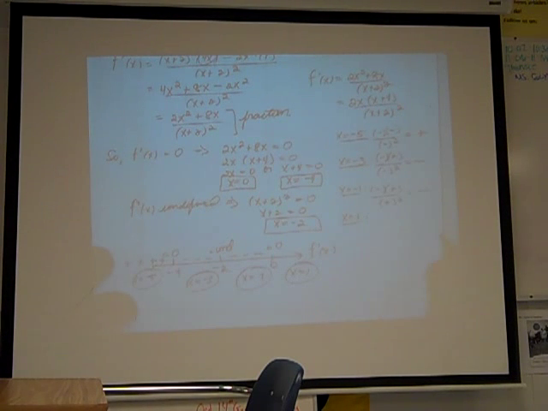Okay, x equals 1. Plug that in. 2 times 1, positive. 1 plus 4, positive. 1 plus 2, positive, and now we square it. Positive times positive is positive. Divided by positive squared, we get positive.